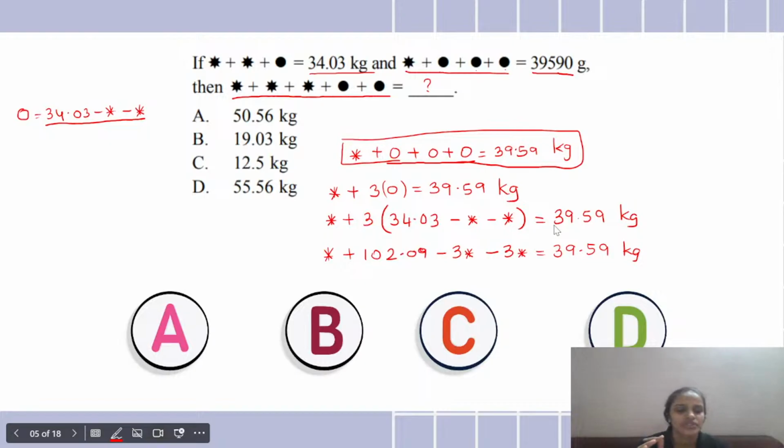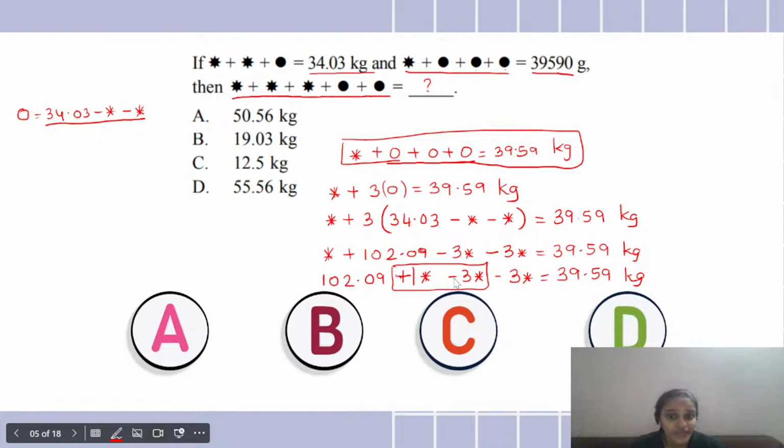Okay, I get this. Now, after finding this out, what do I ultimately get? I put all the stars together. So I'm going to write 102.09, plus star minus 3 star minus 3 star equals 39.59 kg. Now, I am going to solve this. Okay, so both of these are the values of star. Here it is 1 star and here it is 3 stars. But the signs that they have are different.